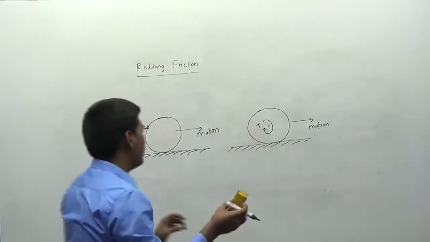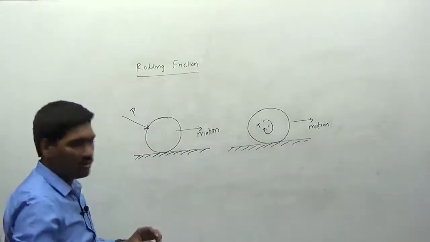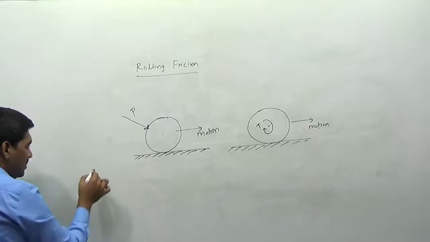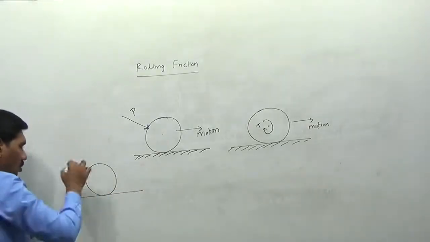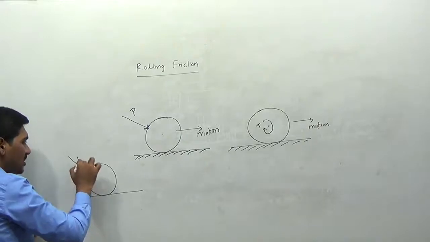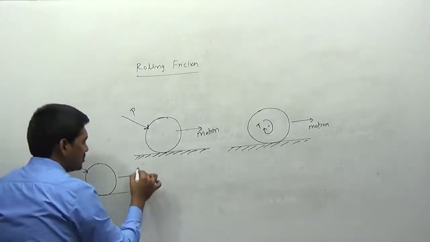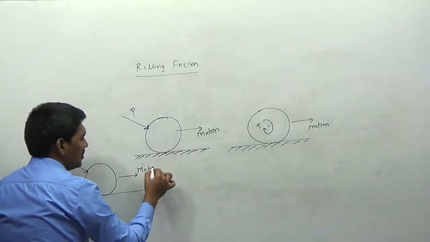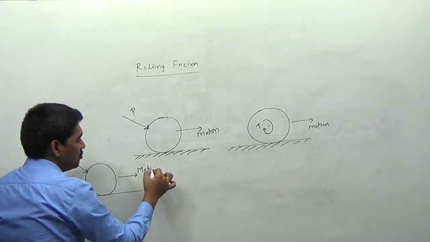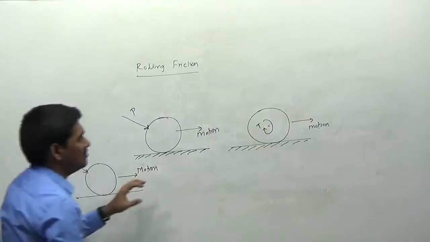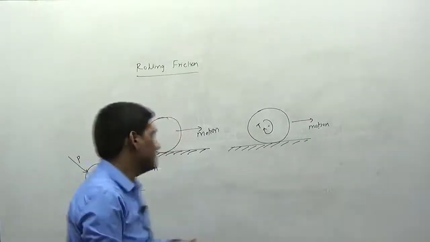Now I want to draw the free body diagram for this one. This is the horizontal floor. This is the force we are applying on the body, and this is the direction of motion. Till now we have seen the direction of motion only for sliding bodies. Now we will see the direction of motion for rolling bodies.